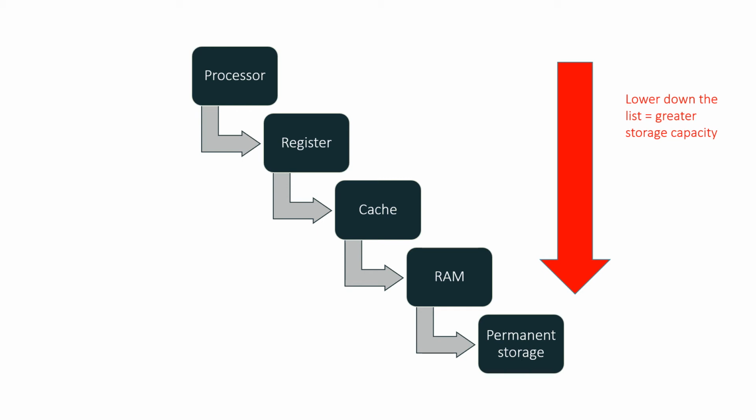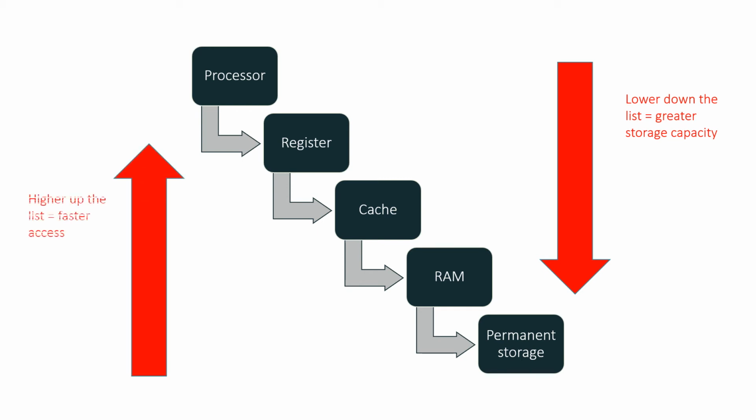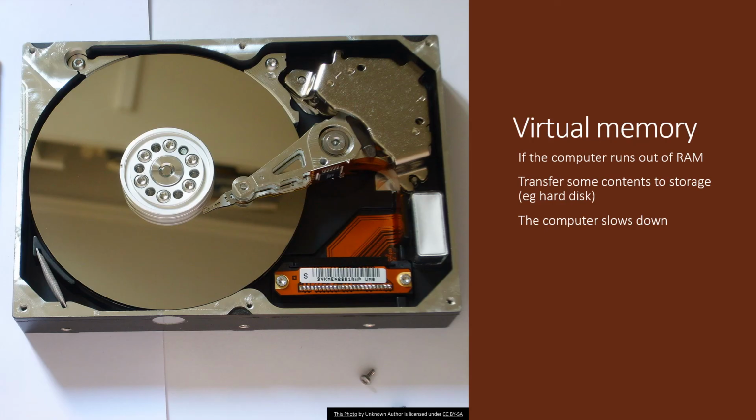go, the greater the storage capacity. But the higher up the list we go, the faster it is for the processor to fetch data from that area. So once again, as with so many things in computer science, there's a kind of trade-off between speed and capacity of memory. If a computer runs out of RAM, then it has to use storage, for instance the hard disk of the computer, to store some of its current data, and that will make your computer really slow down.